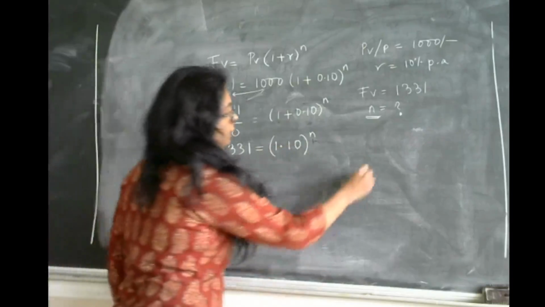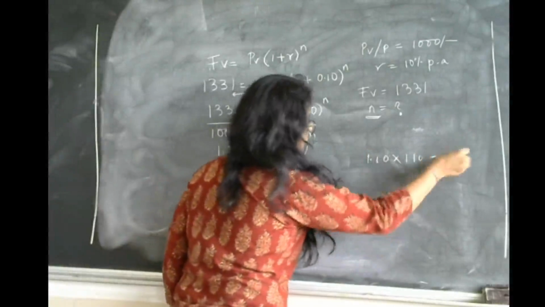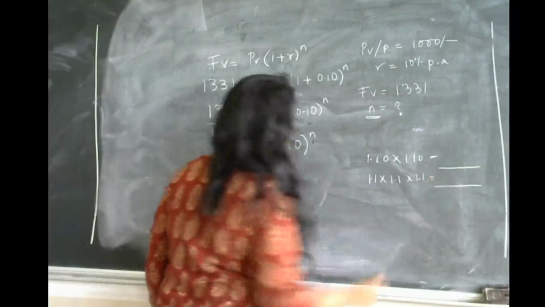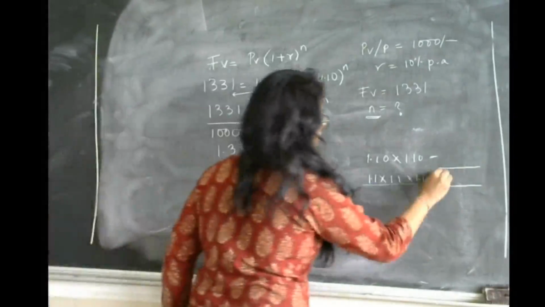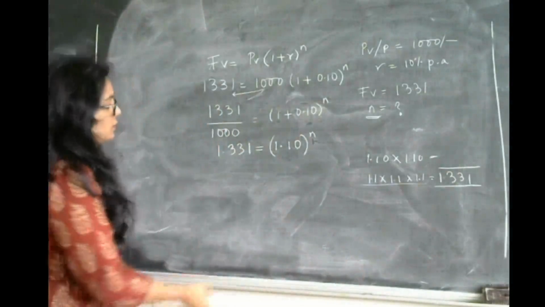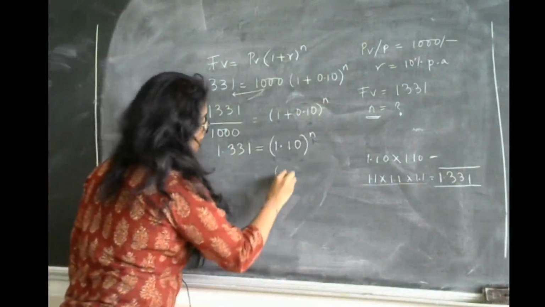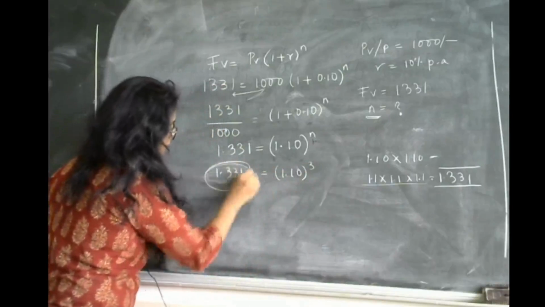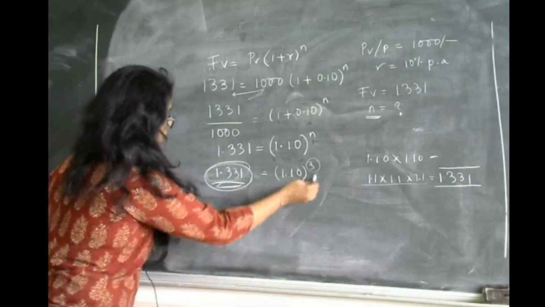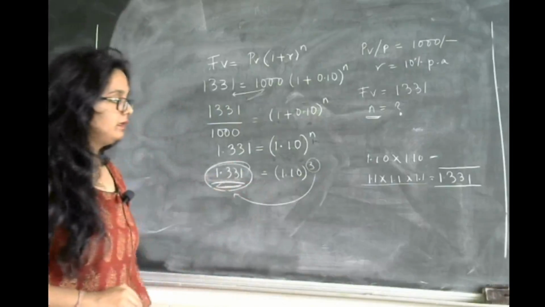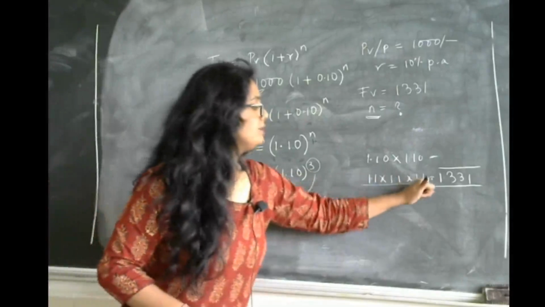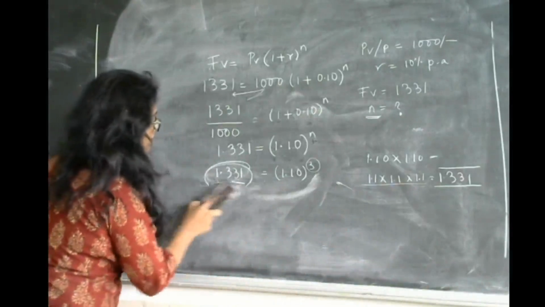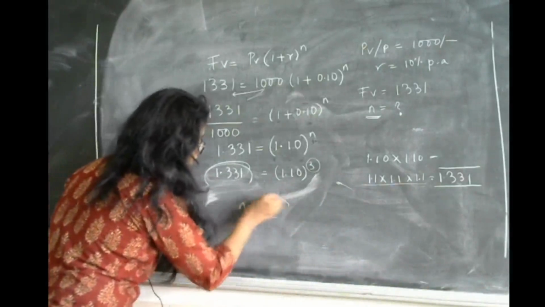Do it and see. Multiply it once, see what you are getting. Multiply it thrice and see what you are getting. If you multiply it thrice, you will get 1.331. So 1.10 raised to the power of 3 will give you 1.331, because when you multiply 1.10 three times, you get 1.331. So based on this, we can say that our n is equal to 3.